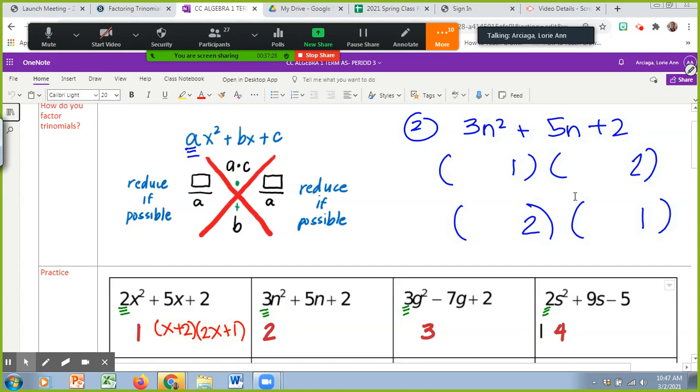That's pretty. So 1 times 2 or 2 times 1. Those are the possibilities. We're only dealing with the 2 for now. Now we're going to break down this 3n squared.